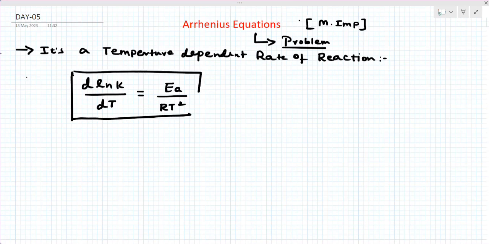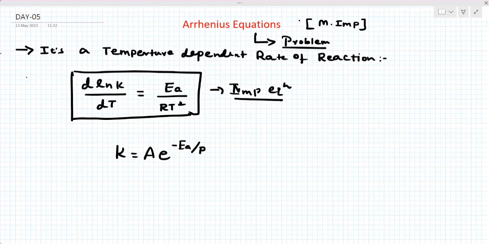The Arrhenius equation. Okay. Listen, first, this is a very important equation. Using this equation only we can derive the Arrhenius equation. What is the Arrhenius equation? k is equal to A into e power minus Ea by RT.